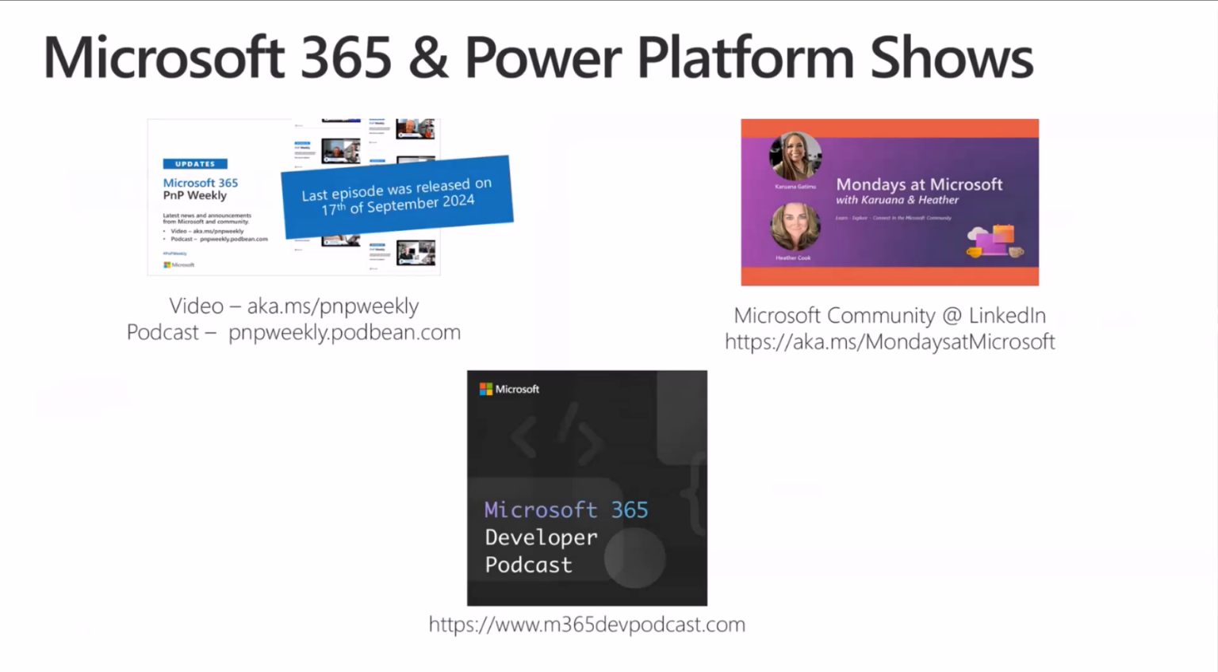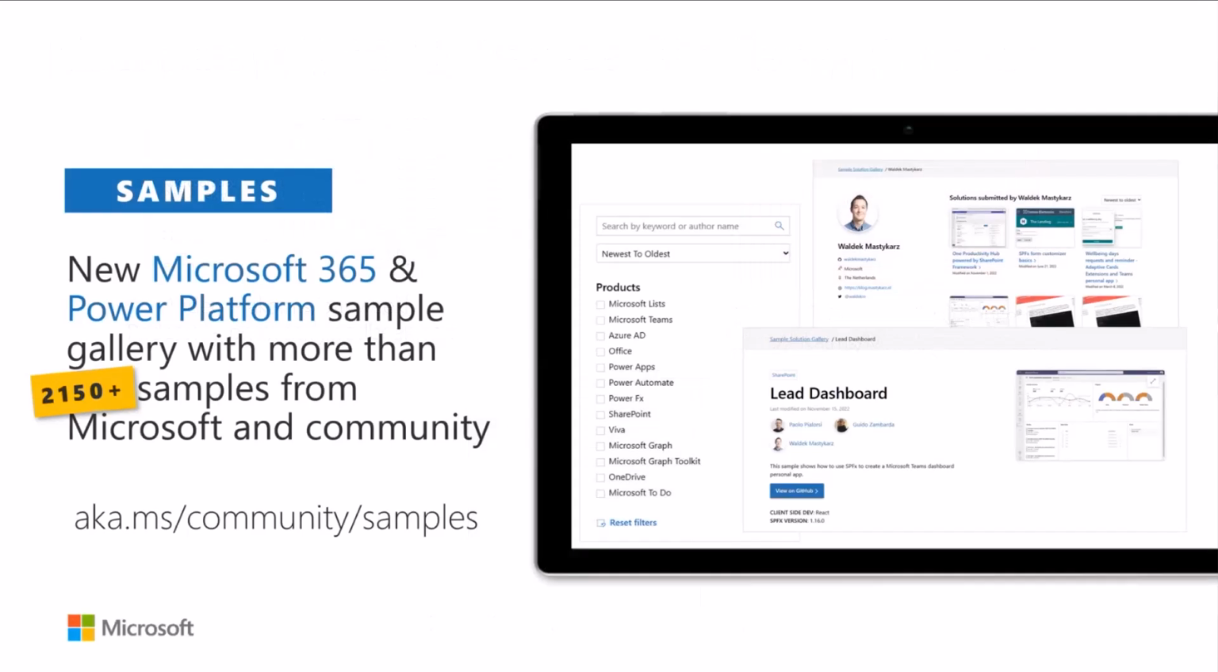Now, we talked a bit about the samples. There is this unified sample gallery at AKMS Community Samples from where you can access all of the different samples contributed by Microsoft and the community. So this is aggregating samples across multiple GitHub organizations, making it super easy to find the relevant sample for you. AKMS Community Samples is the location to find them.